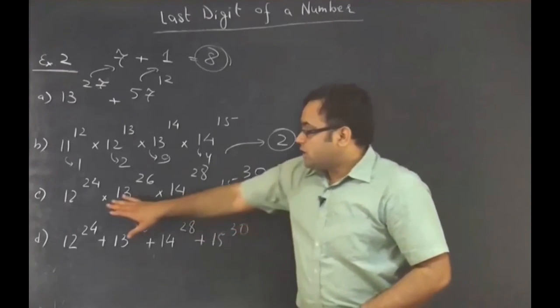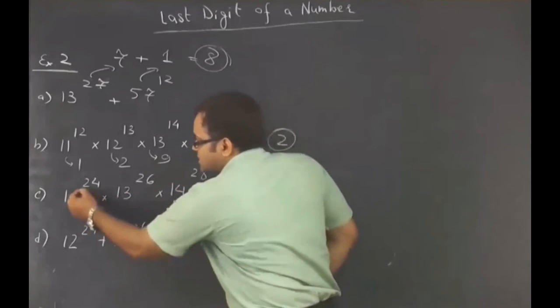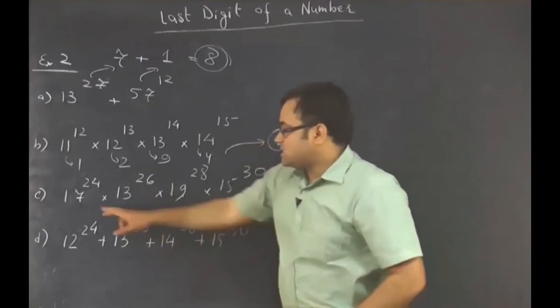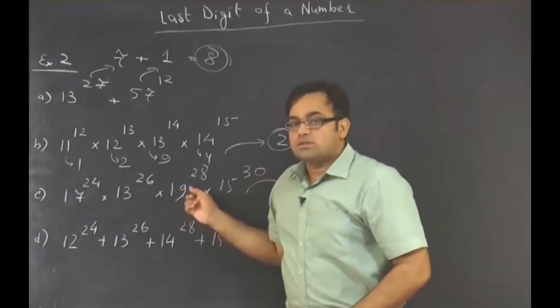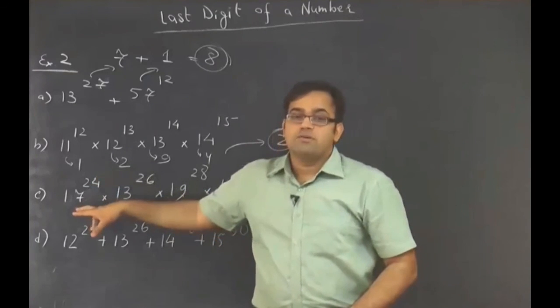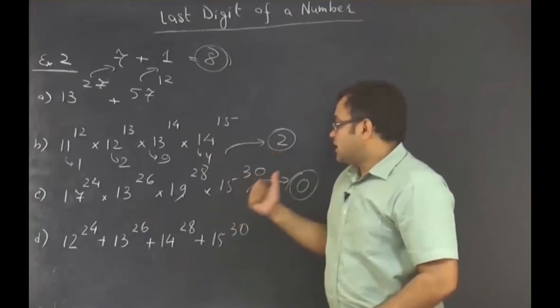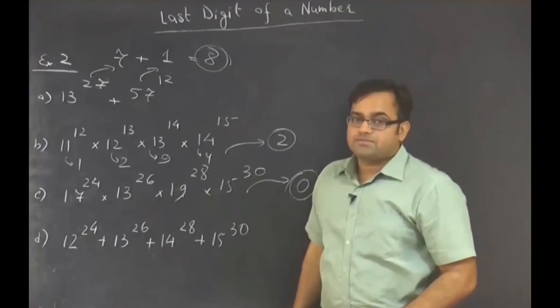Had this 2 been, let's say, 7, and this 4 been a 9, in which case 7, 3, 9, all the three numbers are odd, then this product would have been odd. An odd number multiplied by 5 would have been 5. So in that case the answer would have been 5.